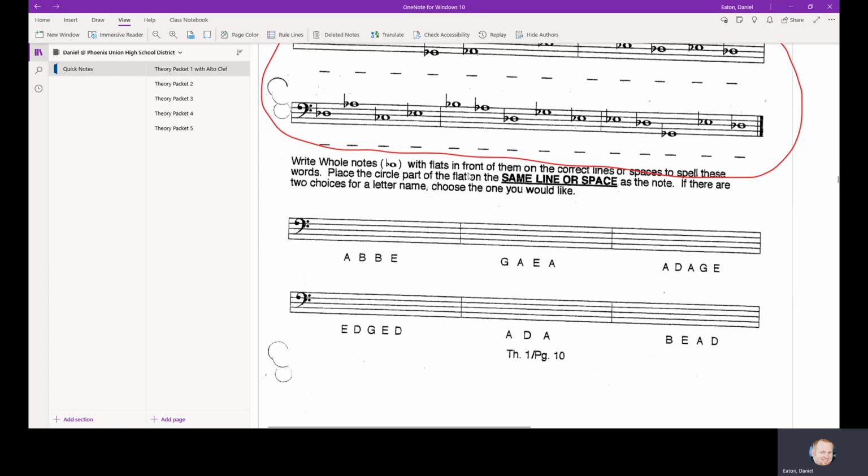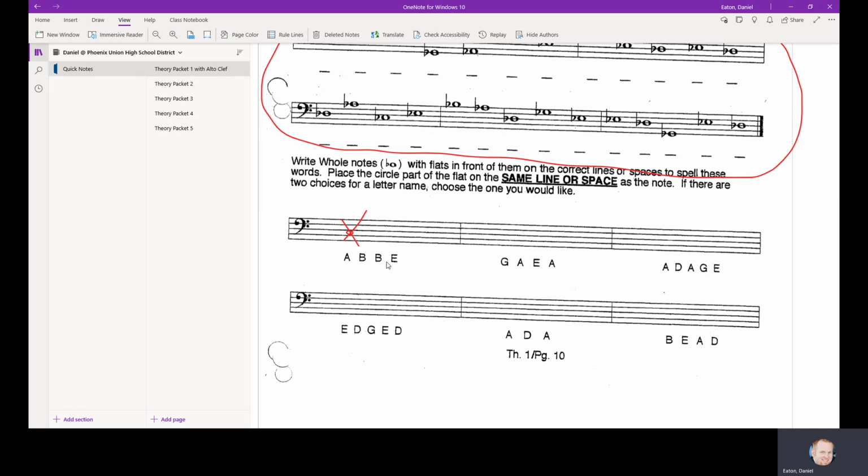Write whole notes with flats in front of them on the correct lines or spaces to spell out the words. Place the circle part of the flat on the same line or space as the note. If there are two choices for a letter, you choose the one that you would like. So same thing with the sharps. You're just doing it in bass clef and with the flat sign. So again, remember, it is in bass clef. Don't put this as an A.